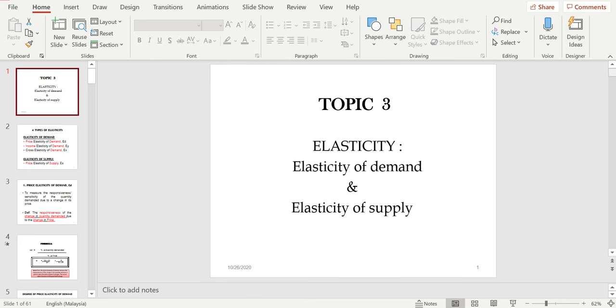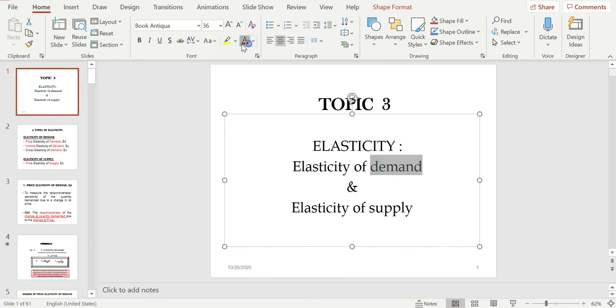Alright, so topic 3 is about elasticity. So we will see the elasticity of demand and also the elasticity of supply. So that's why you learn this after you have learned about the demand and supply. Alright, so before that, what does it mean by elasticity? Elasticity means the responsiveness of the change in quantity demanded or quantity supplied due to the change of its determinant.